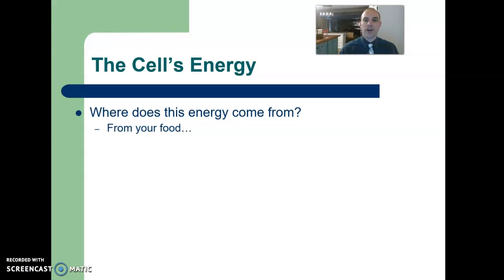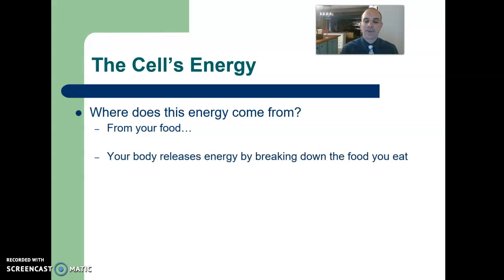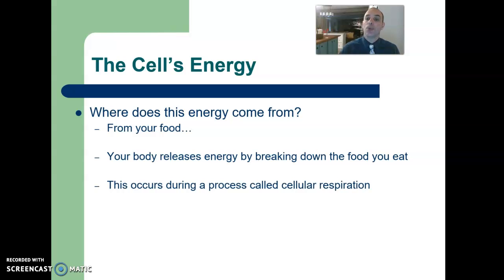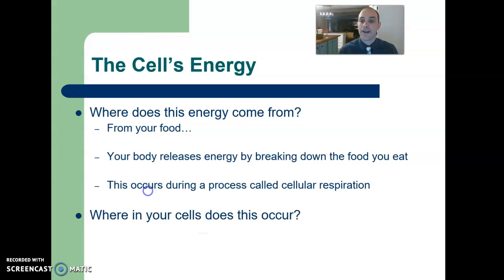So where does this energy come from? It comes from your food. Caloric intake. That's where it comes from. Your body releases energy by breaking down the food you eat. This occurs during a process called cellular respiration, which is our next unit. So it goes right into the next unit for you. Where in your cells does this occur? Well, in the mitochondria, which is why your definition of powerhouse of the cell is a horrible definition for the mitochondria. That is a very weak one.